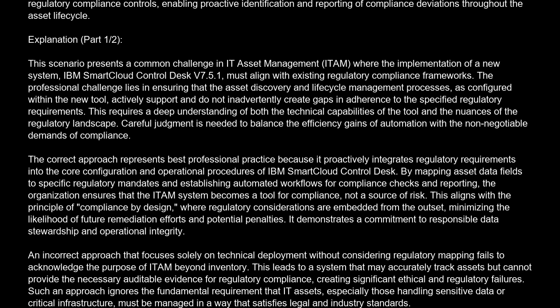This aligns with the principle of compliance by design, where regulatory considerations are embedded from the outset, minimizing the likelihood of future remediation efforts and potential penalties. It demonstrates a commitment to responsible data stewardship and operational integrity. An incorrect approach that focuses solely on technical deployment without considering regulatory mapping fails to acknowledge the purpose of IBM beyond inventory. This leads to a system that may accurately track assets but cannot provide the necessary auditable evidence for regulatory compliance, creating significant ethical and regulatory failures.